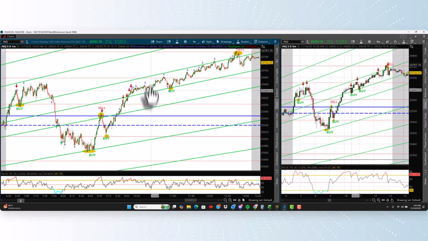Right here, there was no reason to trade. It did give us two more opportunities on the buy side when it touched the TMT angle right there and the second one right there. If you didn't take the first one, the second one was pretty good, especially the fact that RSI was in oversold condition. And then that's about it.